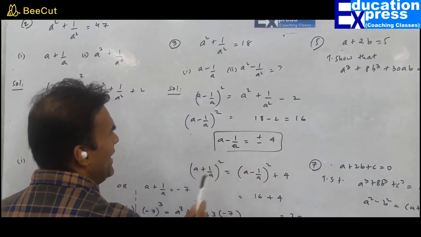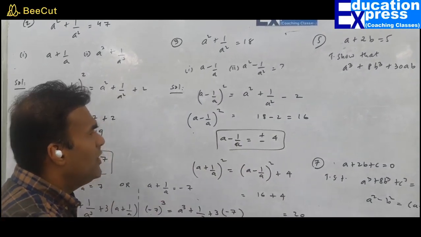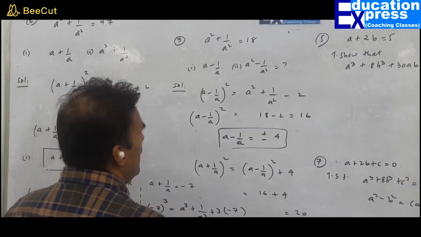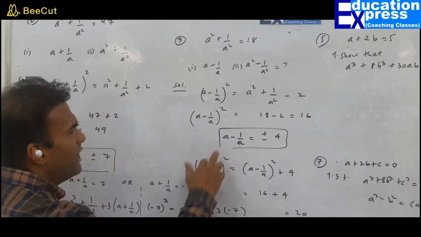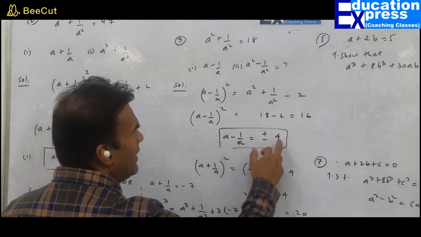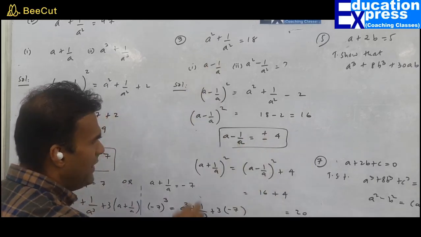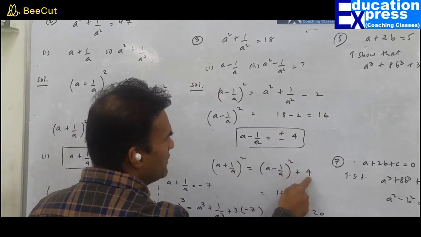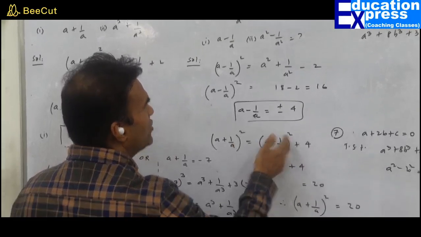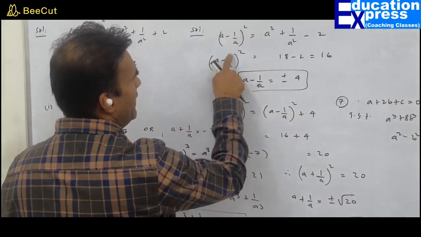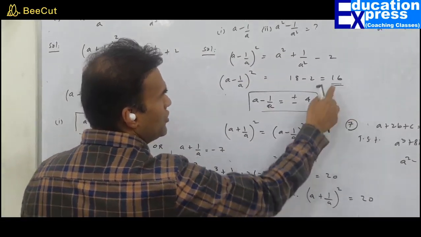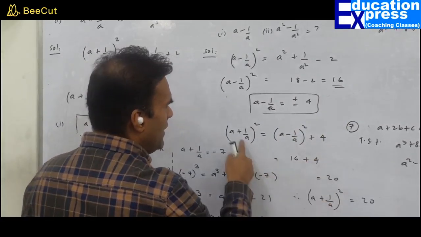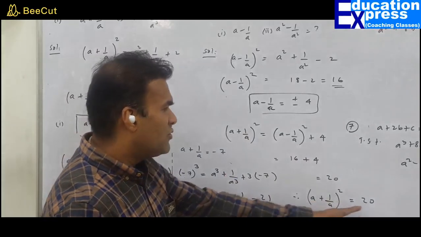One more thing you can think. As we know that the value of a minus 1 upon a equals plus or minus 4, this is the desired part. In this part, a plus 1 upon a square equals a minus 1 upon a square plus 4. As you know, a minus 1 upon a square is already obtained. It is 16. So I am substituting the value: 16 plus 4 is 20. A plus 1 upon a square equals 20.